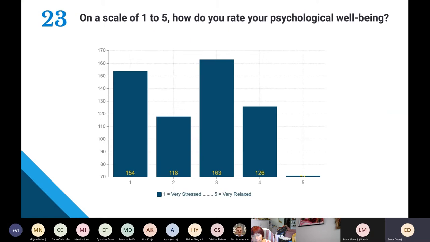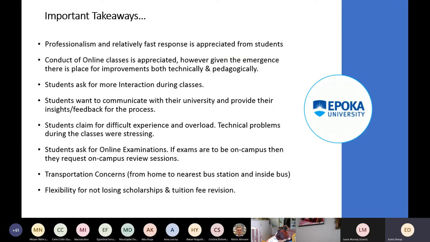On a scale of 1 to 5, how do you rate your psychological well-being? We wanted to see how psychologically well they were, and it seems that students are actually stressed. So the majority of them are from the middle towards being stressed by the situation, which is not something new for them. I mean, all of us have been stressed during that period.